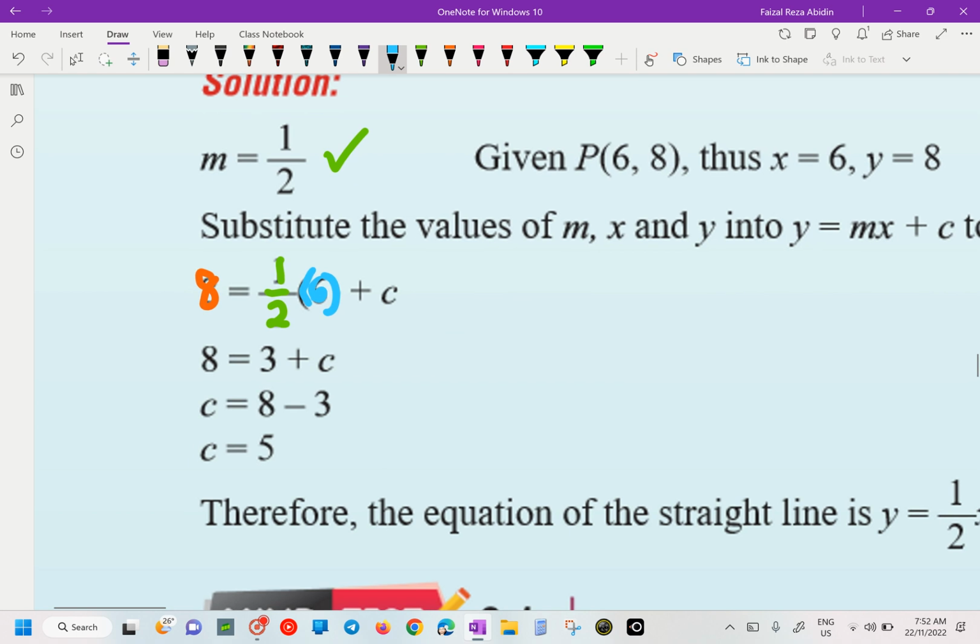Yes. So for this one, we are going to get 2 and 6, and we got 3 there. So bring 3 to the left side. We are going to get 8 minus 3. So you are going to get your c value, or y-intercept, which is 5.